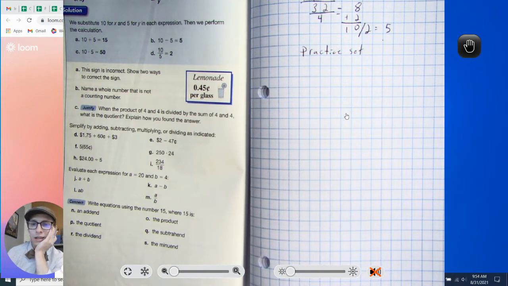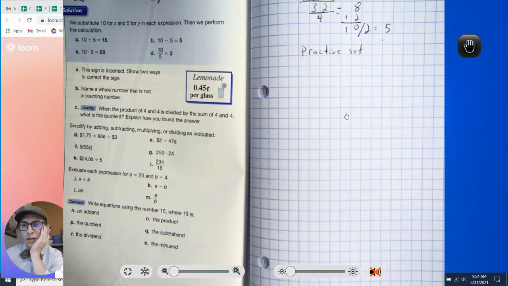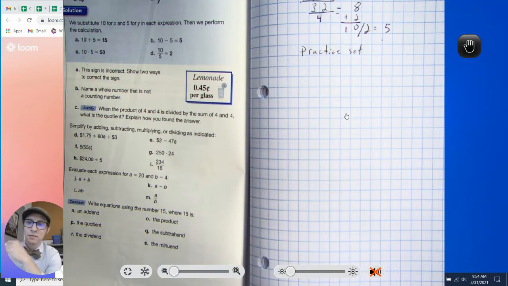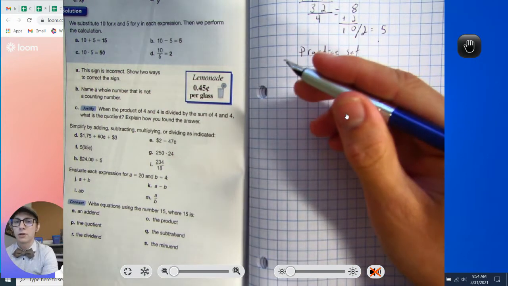It's certainly a dirt cheap lemonade. It's less than half a penny per glass. There's no way anyone's making a profit with that. Though it's probably unlikely you're making a profit with 50 cents a glass in this economy. All right, let's try and actually get to work then.